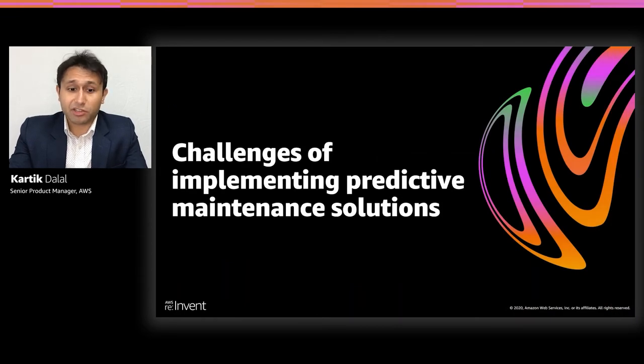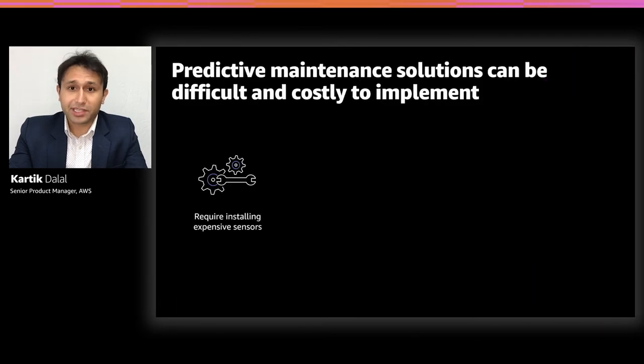There are multiple challenges of implementing predictive maintenance solutions. First, they require you to install expensive sensors. By some estimates, there are 60 million industrial machines in the world, and nearly 90% of them either don't have sensors or are not connected for analysis. This means there's a good chance that in order to start predictive maintenance, you have to retrofit sensors. And most conventional sensors out there are expensive and require you to invest in complex cabling.